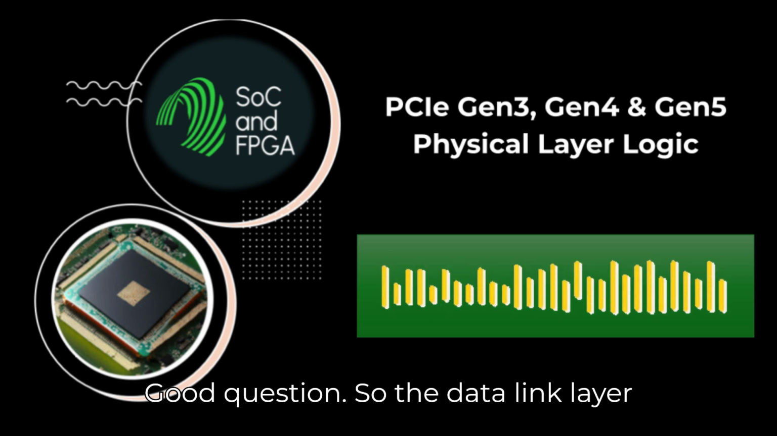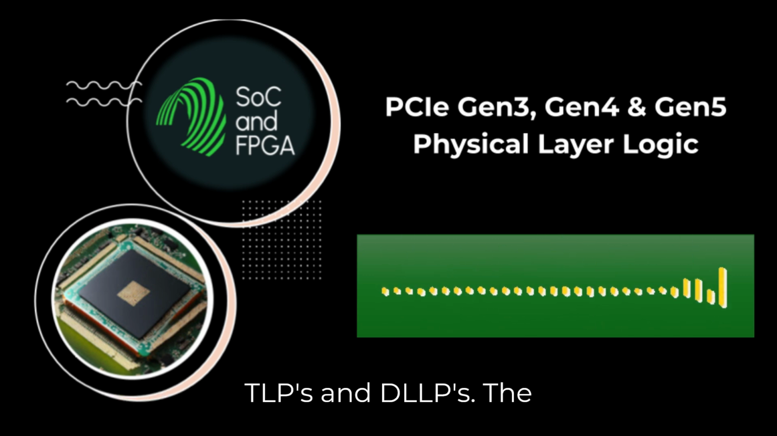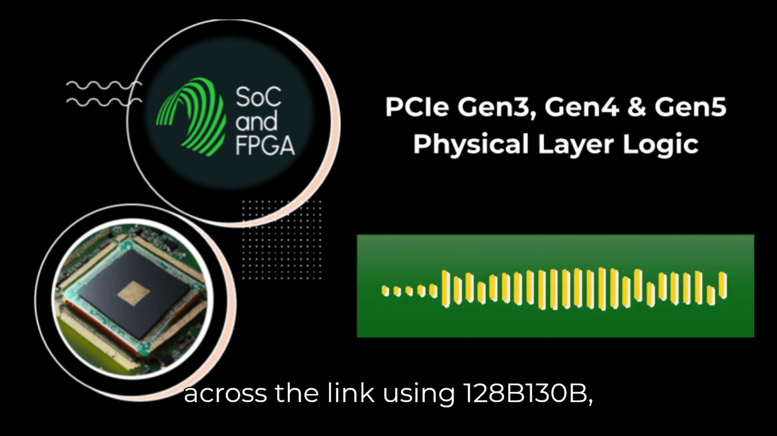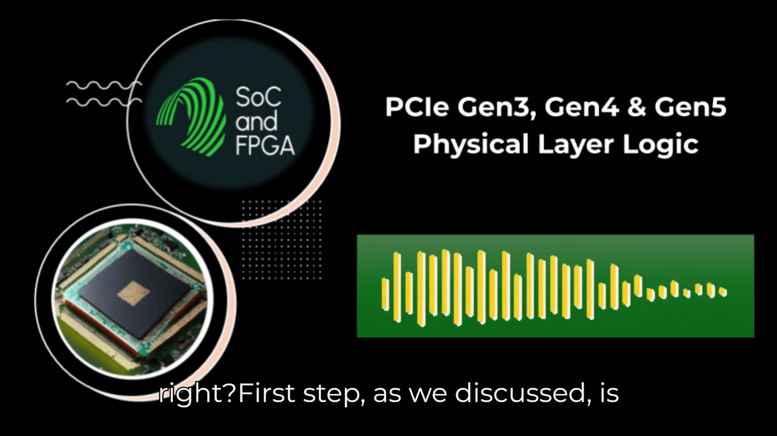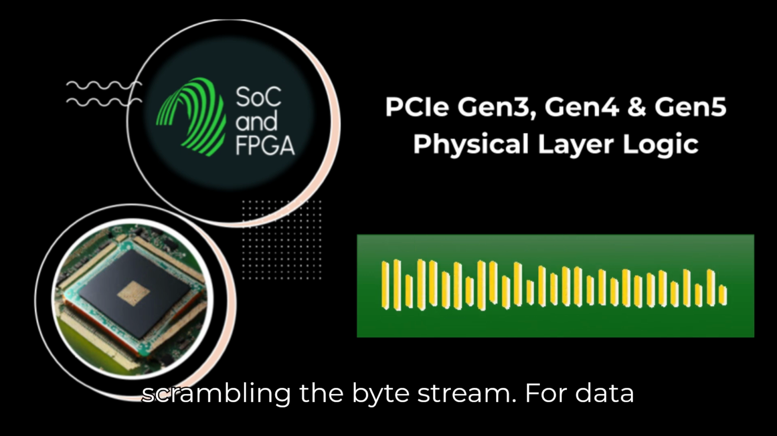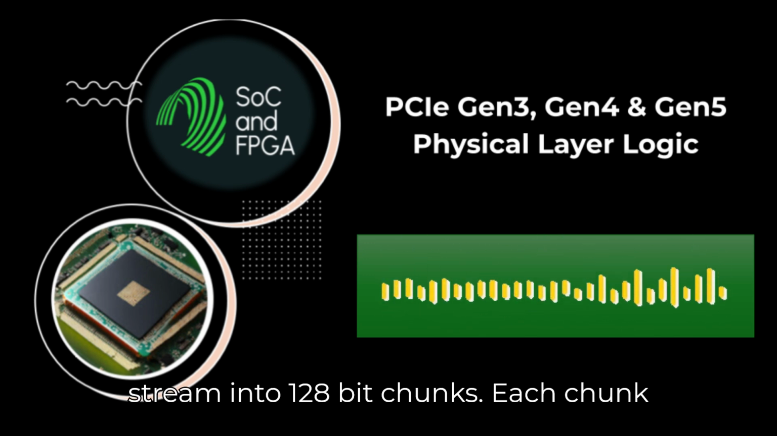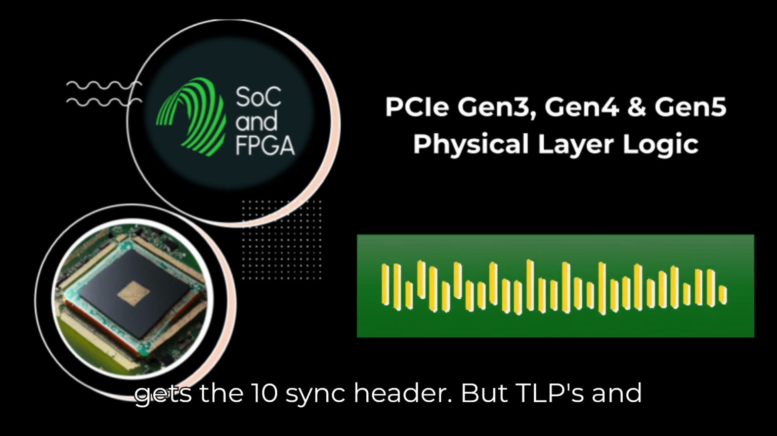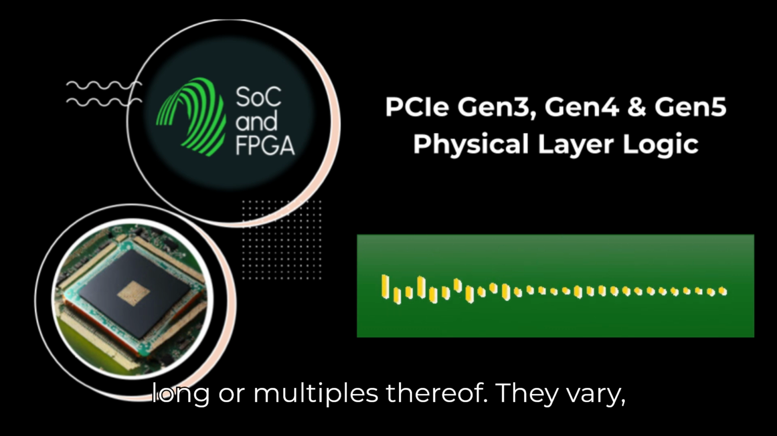Good question. So the data link layer hands down a stream of bytes representing TLPs and DLLPs. The PHY's job in L0 is to get this stream across the link using 128B/130B. Right. First step, as we discussed, is scrambling the byte stream for data blocks. Then it chops the scrambled stream into 128-bit chunks. Each chunk becomes the payload of a data block and gets the 10 sync header. But TLPs and DLLPs aren't always exactly 128 bits long, or multiples thereof.